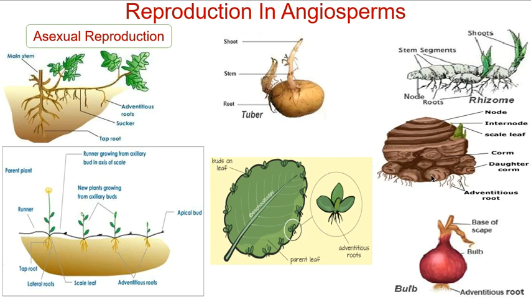Fine. In the corms also, daughter corms are developing. Rhizomes also store nutrients and grow leaves. Tubers also store nutrients and grow stems. These shoots are developing into new plants. So we will be getting details of each of the methods.